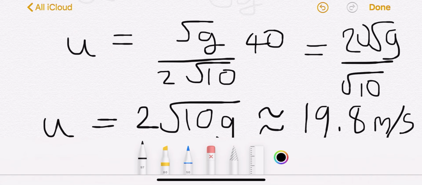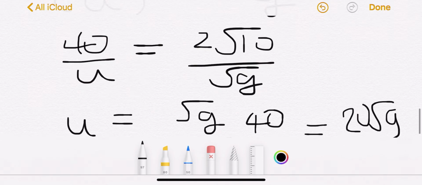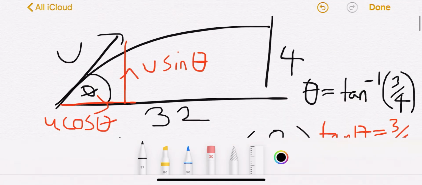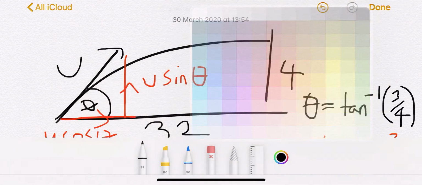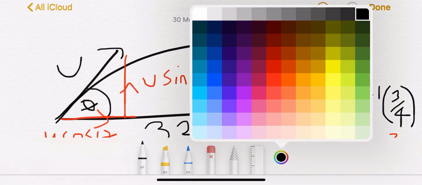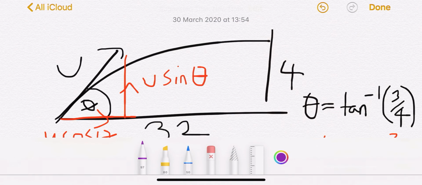Okay, the second part of the question asks us for the velocity with which it hits the wall. So it wants the velocity. Actually, it doesn't want the velocity, it just wants the speed, which is slightly easier. Notice on my diagram that it looks as if it's horizontal, but it may not be. It may actually hit on the incline like this, or it may hit when it's descending like this.